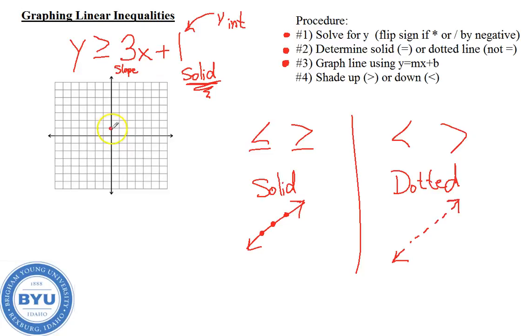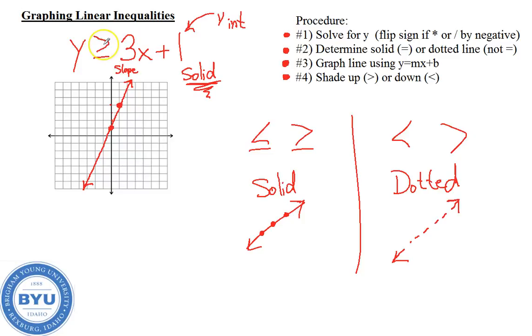I'm going to graph the y-intercept. That's going to be at 1. And my slope is 3. So from this y-intercept, I go up 3 over 1. I'm using a solid line, so I'd go ahead and graph this with a solid line, just like that.